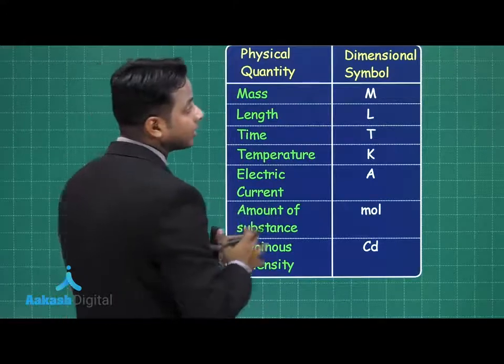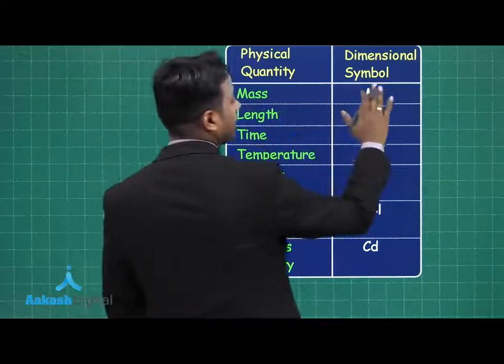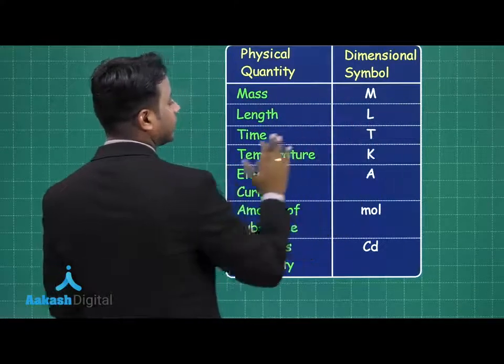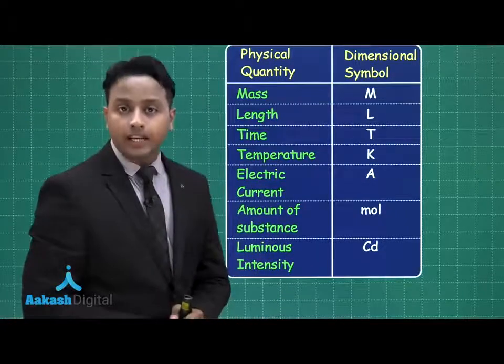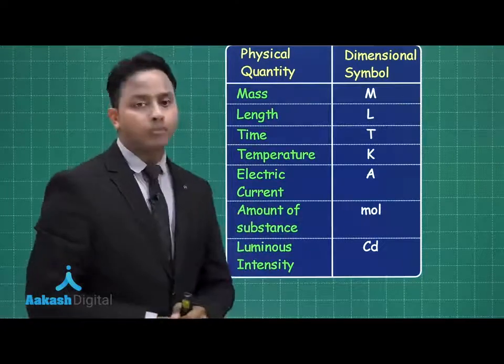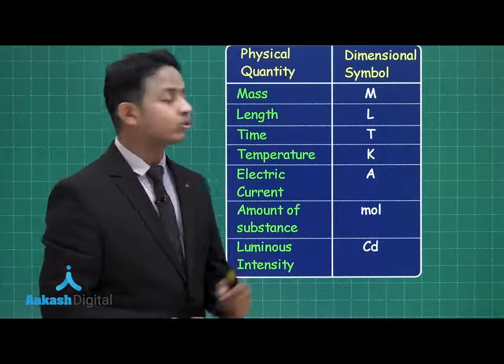Now I am labeling the dimensional symbol for these quantities. Mass is labeled as capital M, length as capital L, time as capital T, temperature as capital K, electric current as capital A, amount of substance as mole (mol), and luminous intensity as capital C with small d.